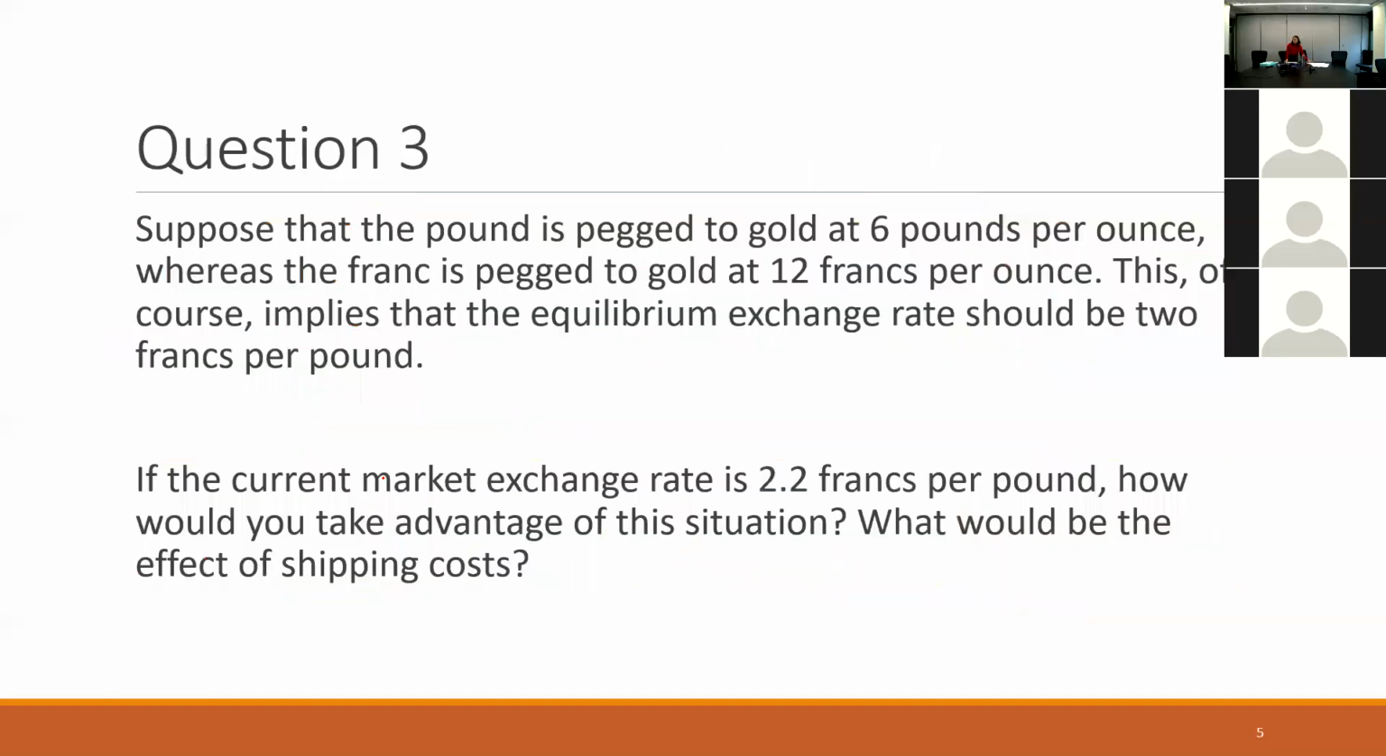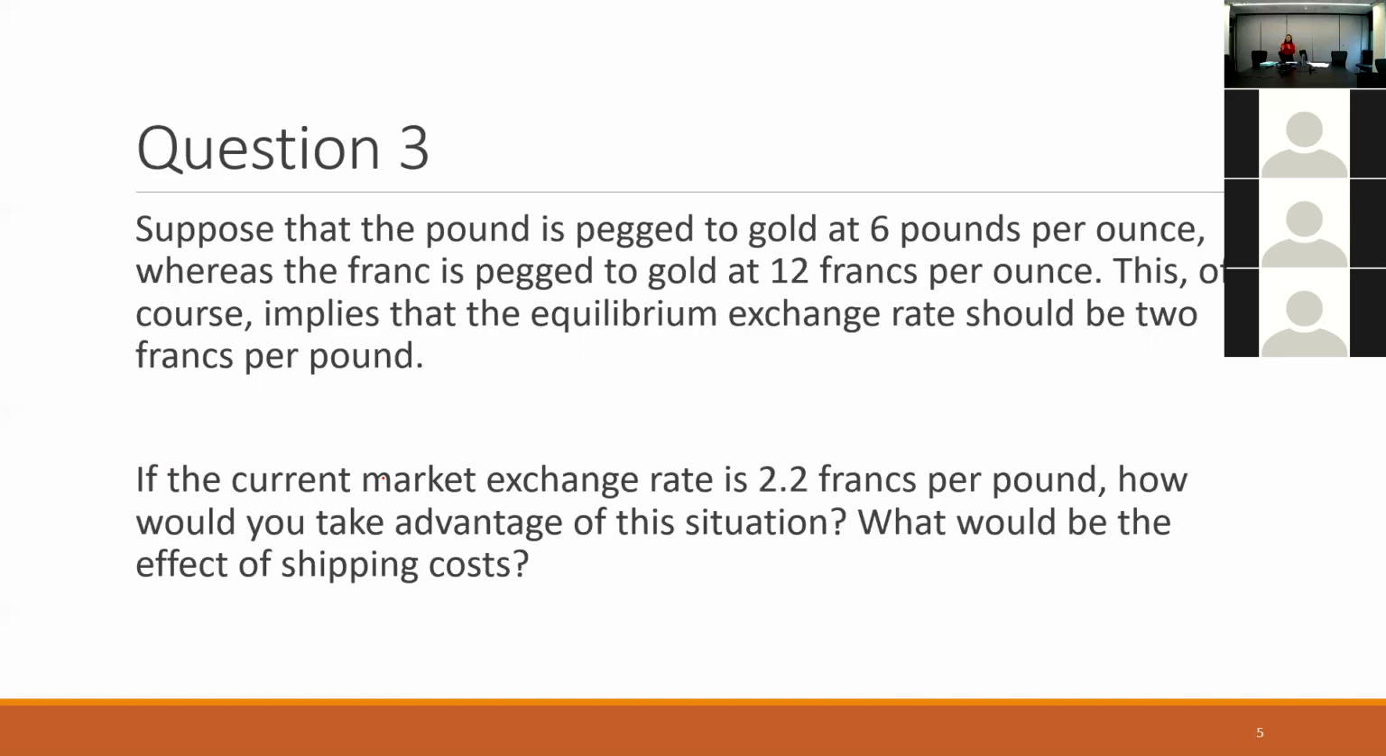Okay, can we move on to question 3? With question 3, we are dealing with the gold standard as well. In this case, we have a numerical example. We have 2 countries here, the UK and France. In the UK, if you want to exchange an ounce of gold, you can exchange it at £6. So every ounce of gold is worth £6 in the UK.